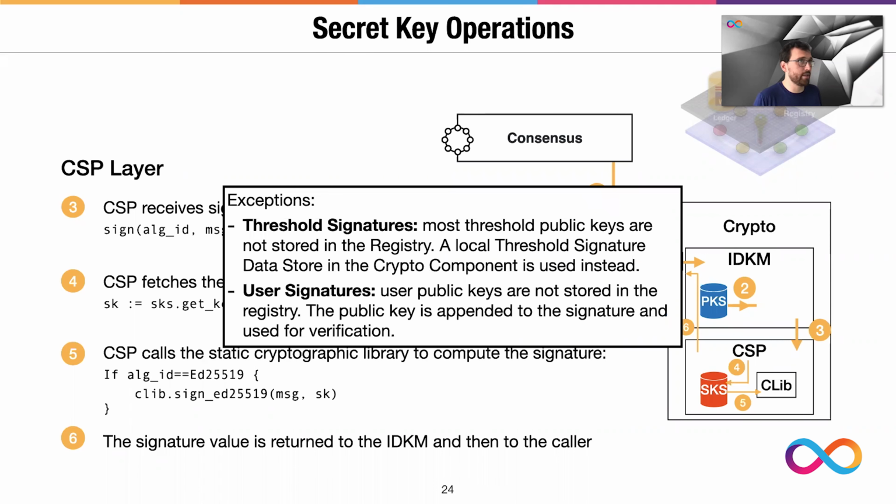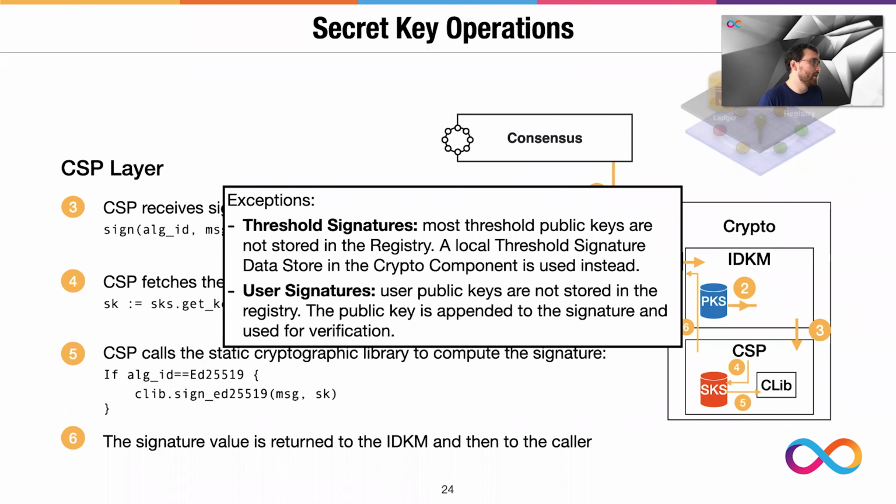These two exceptions are threshold signatures and user signatures. Certain APIs for threshold signature behave slightly differently. The reason is that not all the key material related to threshold signatures is actually available in the registry. Certain threshold signatures are only relevant internally to the subnet; they are not relevant outside. So this key material is kept internally to a subnet, and therefore there's another component inside the crypto component called the threshold signature data store, where this information is periodically loaded. So instead of going to either the registry or the public key store for certain interactions with threshold signatures, we access this other store. But other than that, the interaction is very similar.